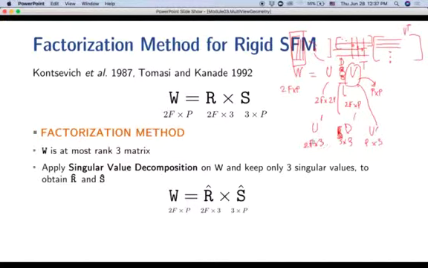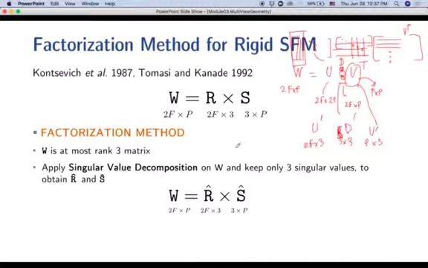Okay, and now the dimensionality is correct: 2F by 3, 3 by 3, and 3 by P because it's transpose. So that gives me a 2F by P, which is what W is going to be. So I just dropped the useless terms out of this SVD decomposition because I know that I have a rank restriction here.